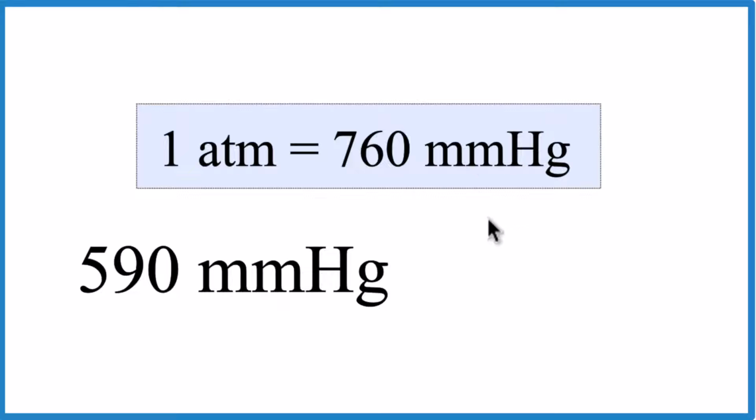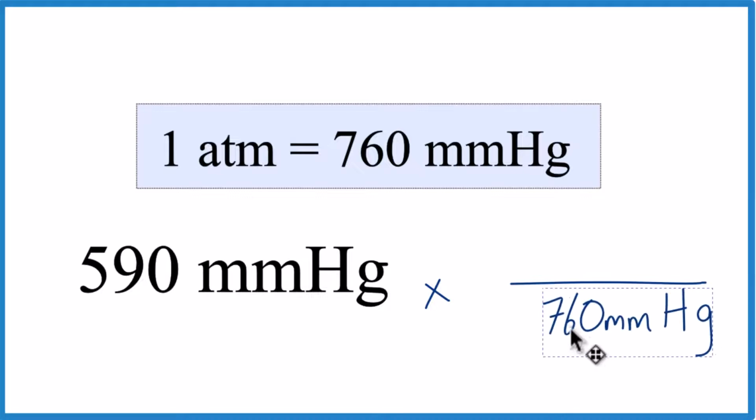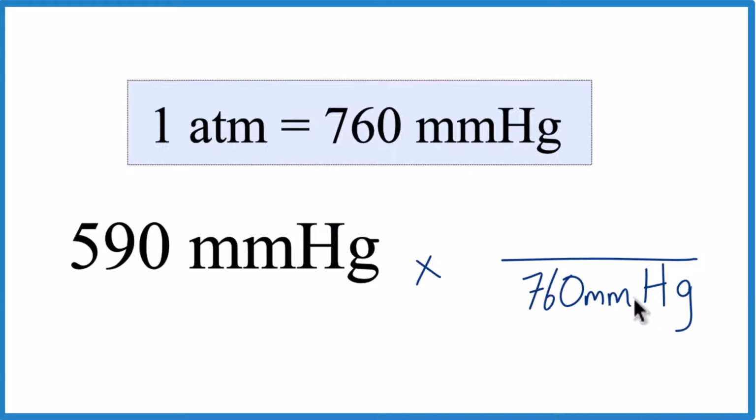So we're going to multiply by our conversion factor. We want millimeters of mercury to cancel out. So let's put the 760 millimeters of mercury here on the bottom, the denominator. That way they'll cancel out. And we want to end up with atmospheres. So 1 atmosphere, let's put that in the numerator.